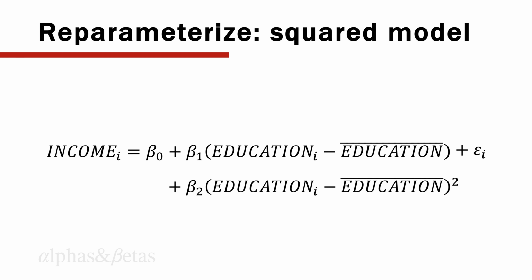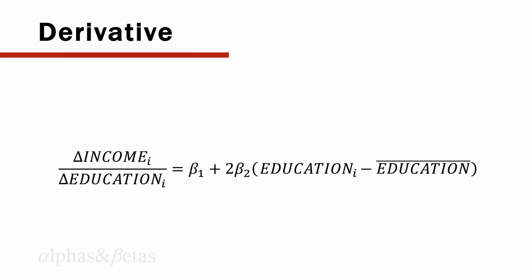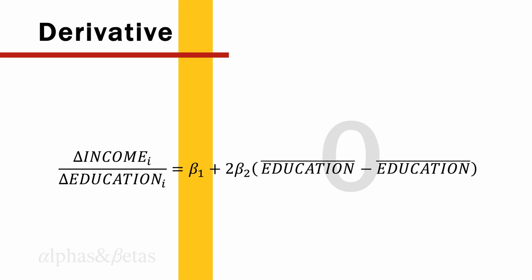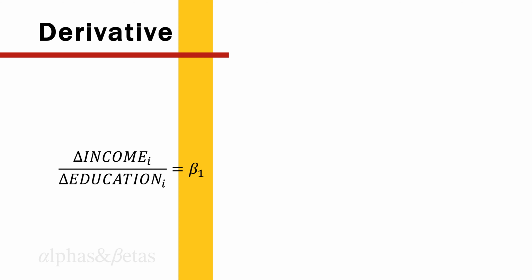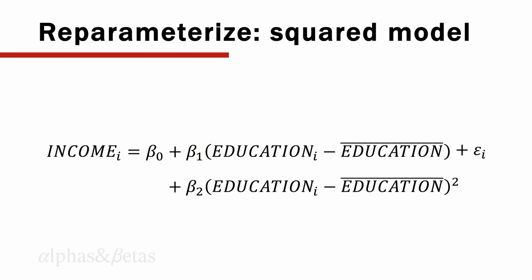A direct way to estimate the APE is through reparameterization. We reparameterize the variables to be centered at their means. The partial derivative is now given by this formula. Beta 1 is the effect at the average level of education. When education is at its mean, the second term drops out, leaving beta 1. We can perform a t-test on beta 1 using the associated standard errors.